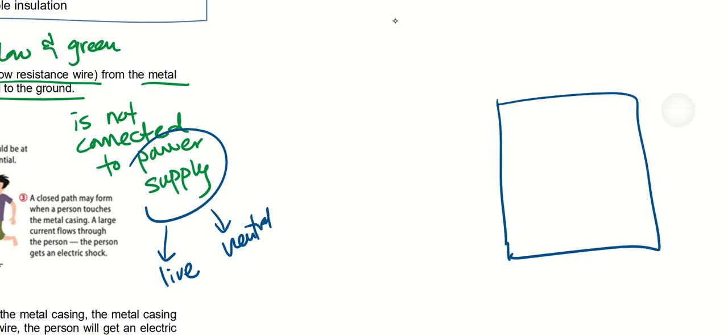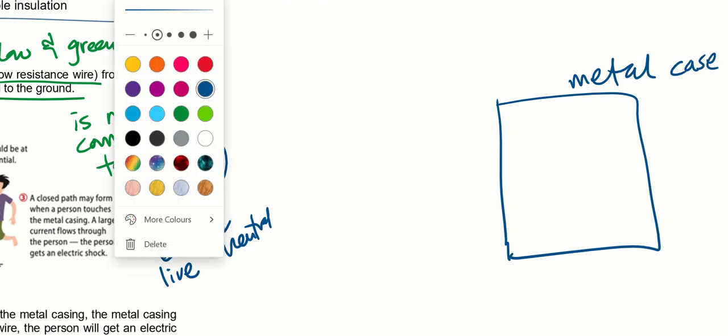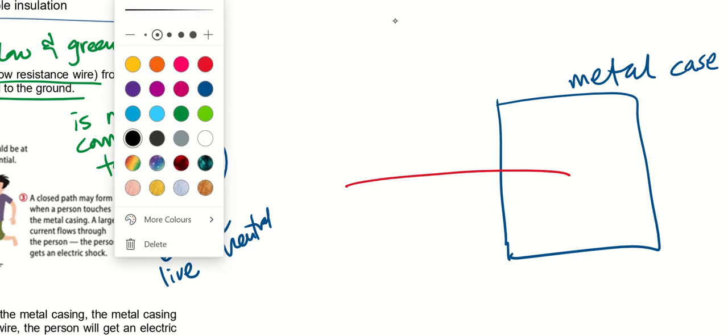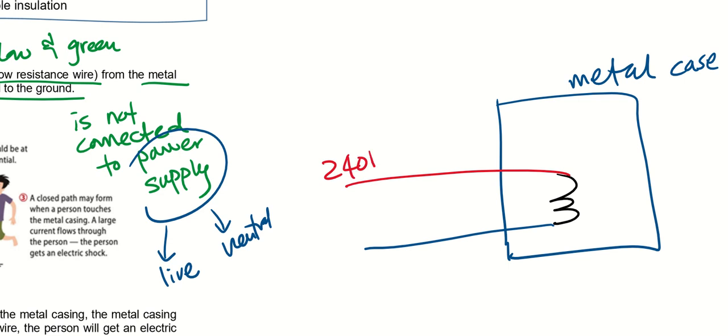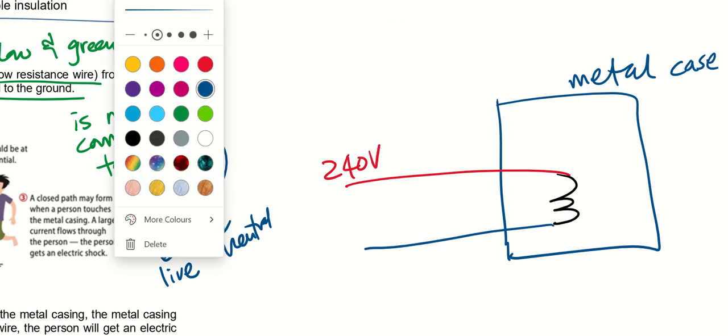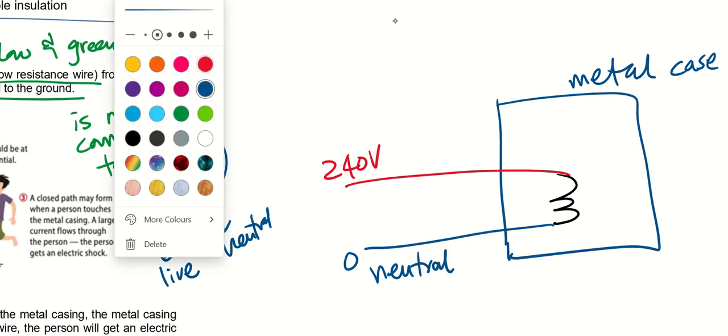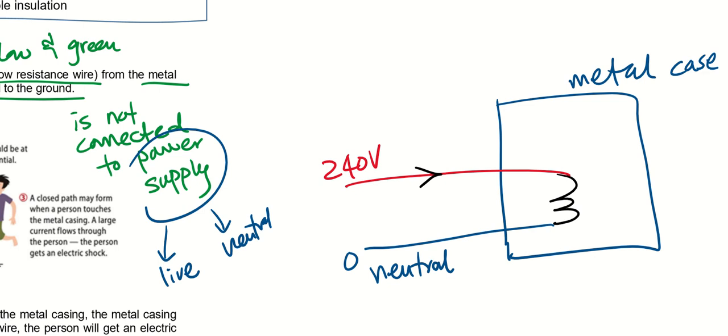Okay, so maybe I do a drawing here. So I have an appliance with a metal case. Then I have my live wire. It goes into the appliance. Then I have my neutral wire. For my live wire, it is actually 240 volts, right? For my neutral wire, it is 0 volts. So current by right should flow from the live into the appliance and then back through the neutral into the power station.